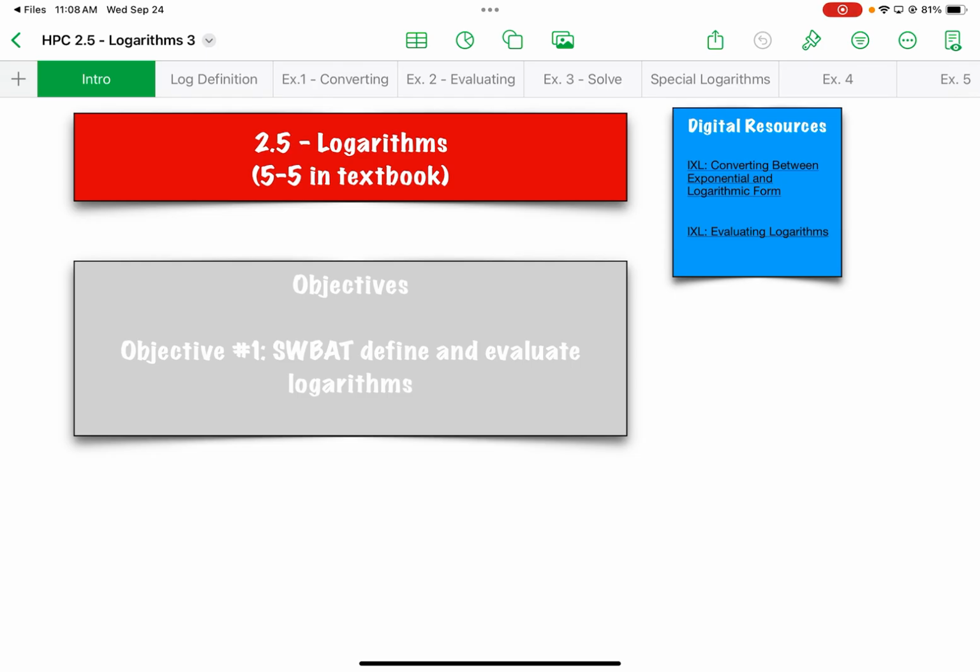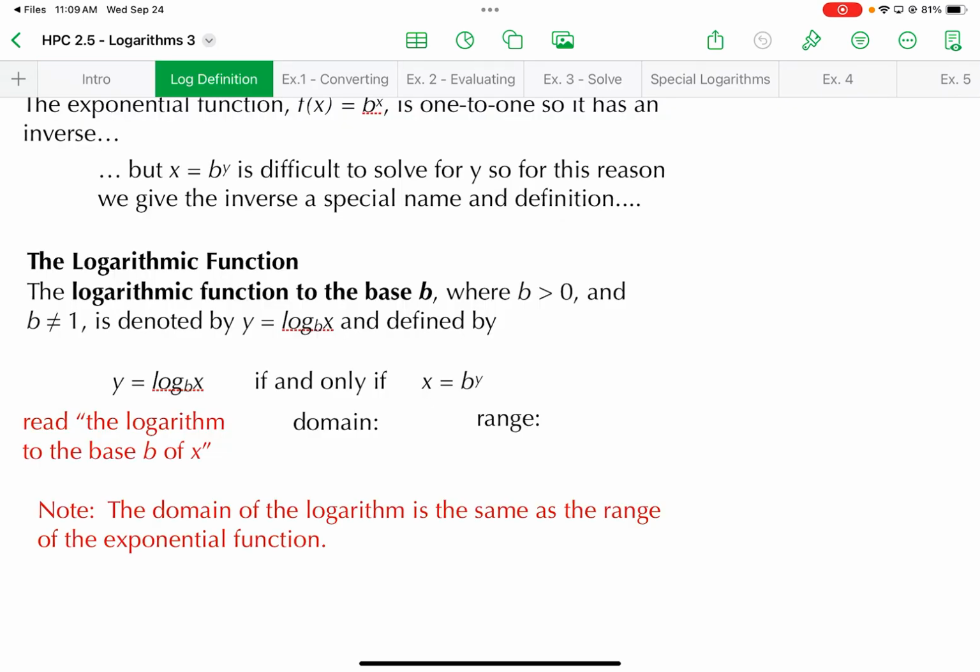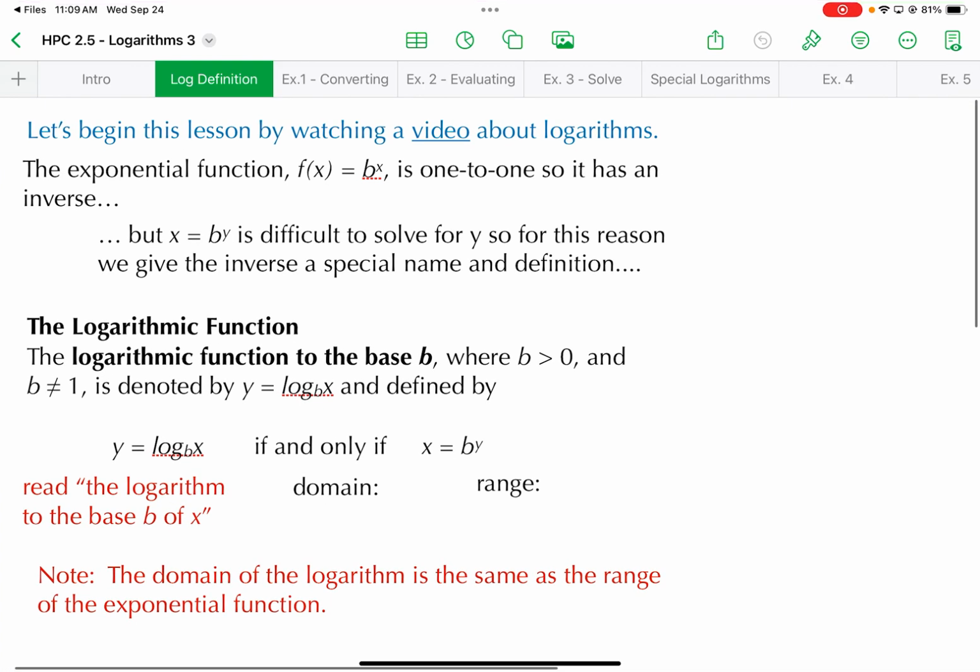All right, so 2-5 logarithms. This would be 5-5 in the textbook here. We're going to just define what a logarithm is today and look at evaluating them, all right? Now, if you look at the top here, it says, let's begin by watching a video about logs. We're kind of on a shortened period today, so we're not going to do that. So let's just talk about what a log is.